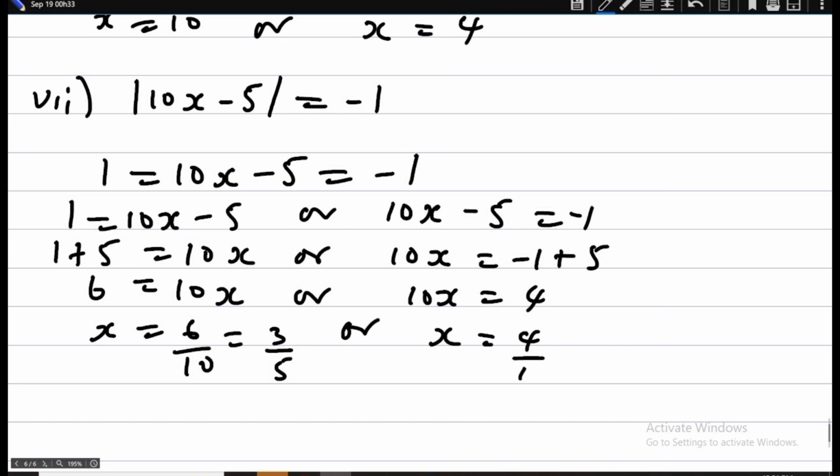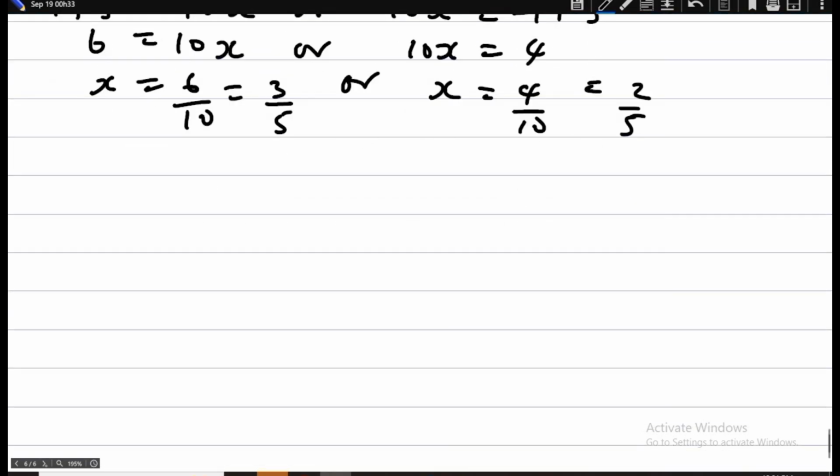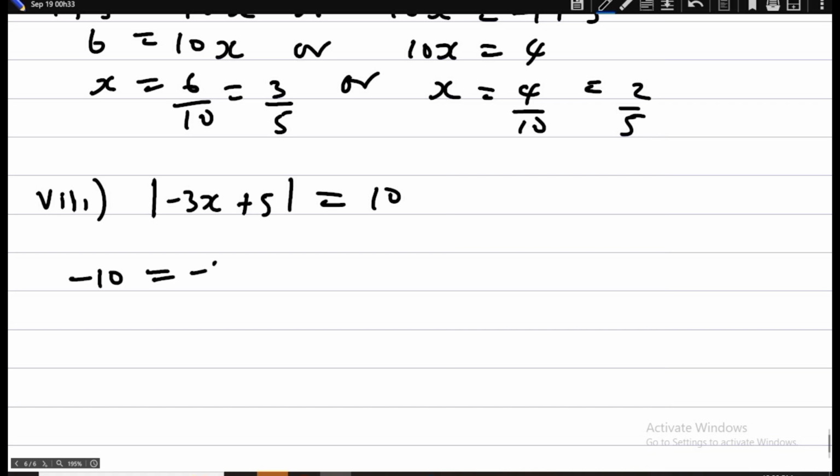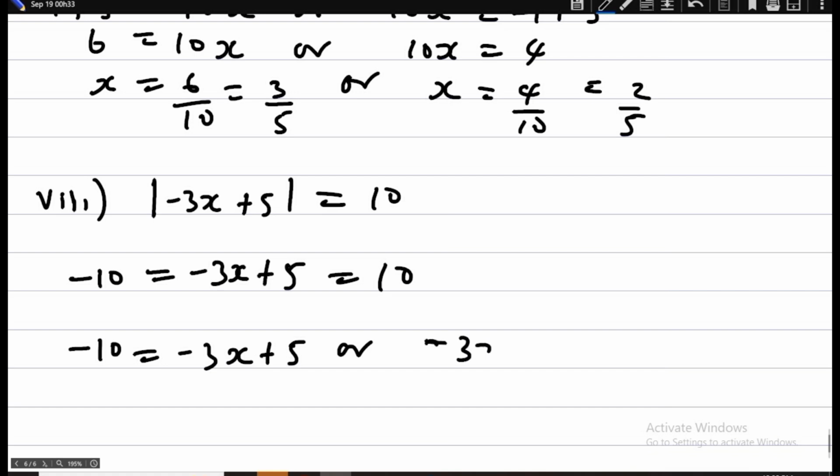So 15 VII. 15 VII will give us, so that the x, okay, plus 5 is equal to what? 10. So we say that to remove absolute value, minus 10 is equal to minus 3x plus 5, which is equal to 10. So let's separate. Minus 10 is equal to minus 3x plus 5, or we say that minus 3x plus 5 is equal to what? 10. So we're going to have that minus 10 minus 5 is equal to minus 3x, or we have that minus 3x is equal to what? 10 minus 5.